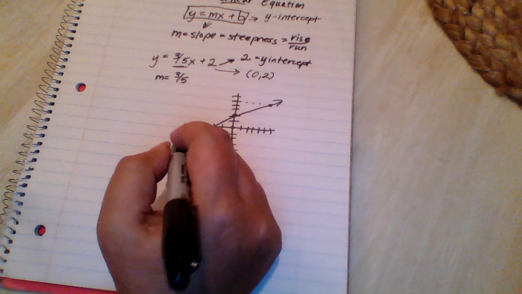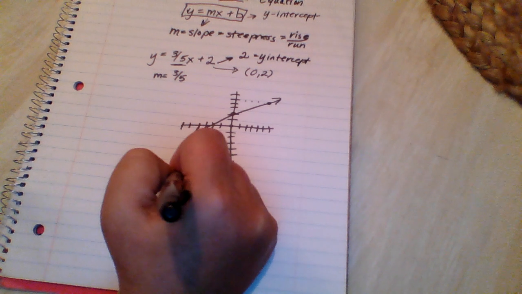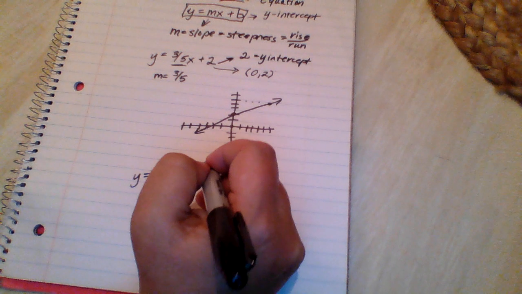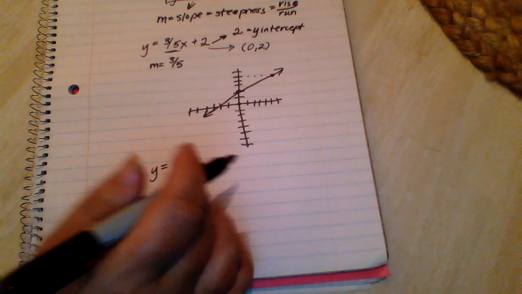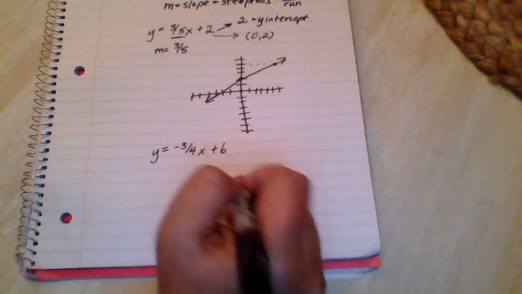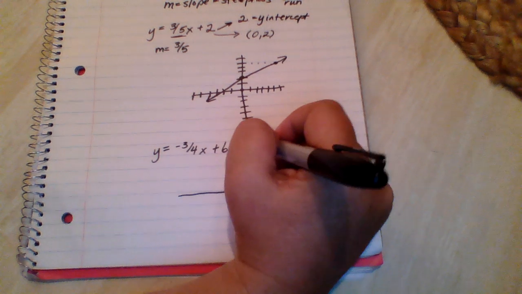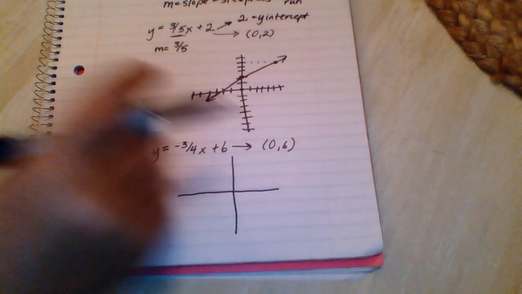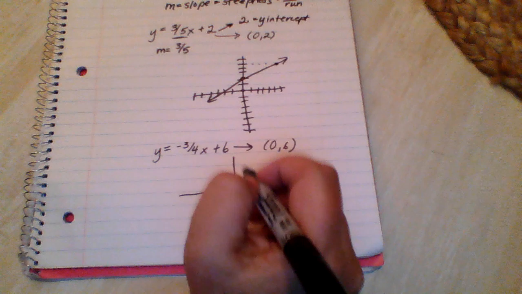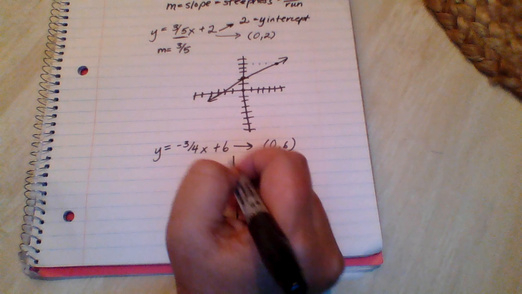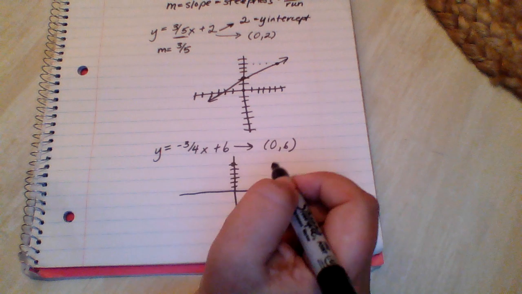How about if we have a negative slope? y equals negative 3/4 x plus 6. So again, we know that our first point is going to be 0, 6, because that line has to go through the y-axis at this point. So we're not going to go across any, we're going to go up 6, 1, 2, 3, 4, 5, 6. Put our first point there.